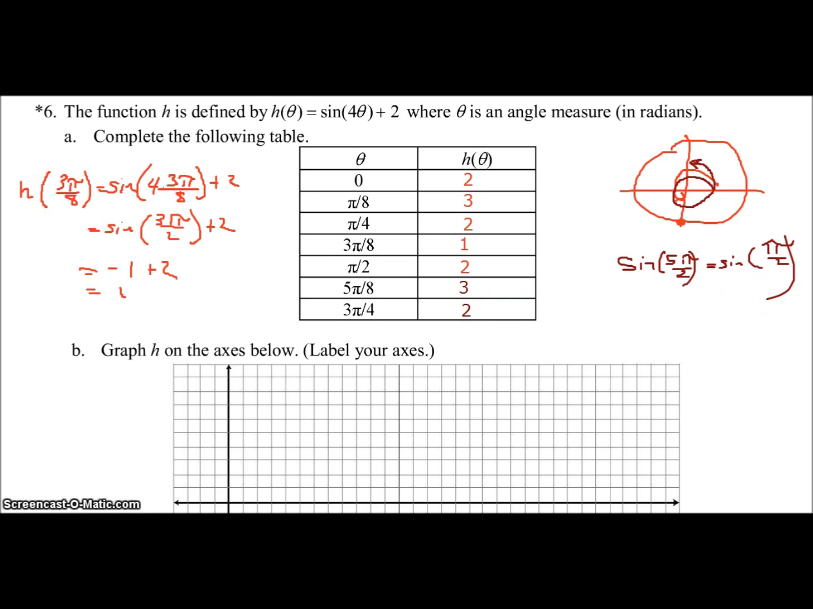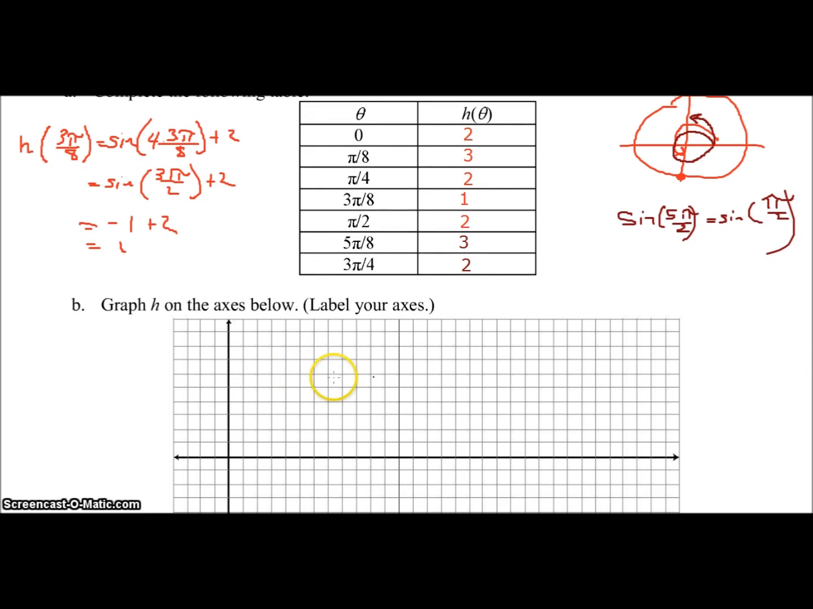And now we need to graph this. I'm going to use a little bit of space this time. We'll say this is pi over 8 here. We'll go 3 more tick marks, and this will be pi over 4. 3 more. 3 pi over 8. Notice that we're just adding an eighth each time.